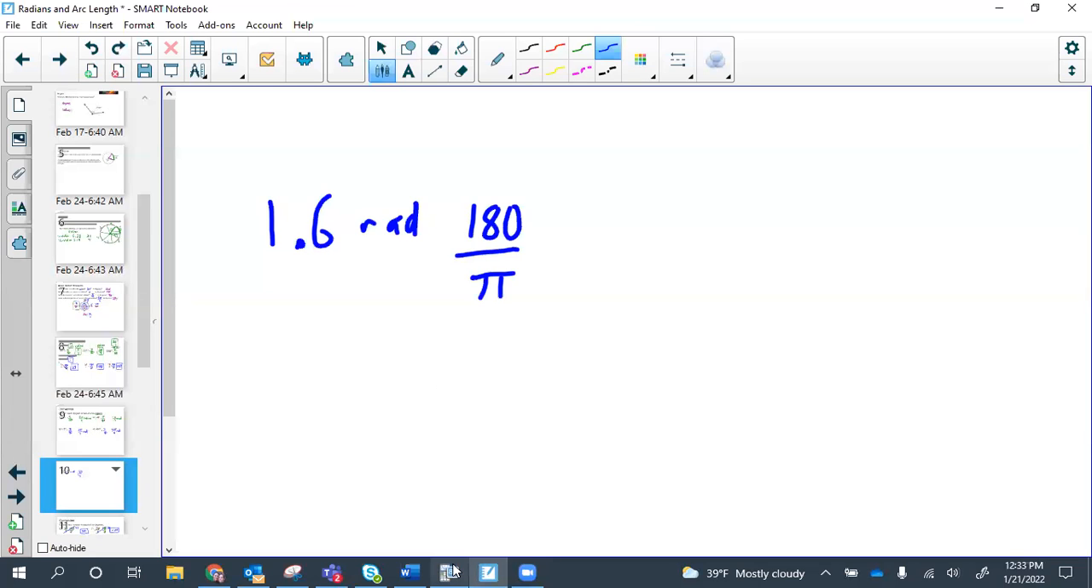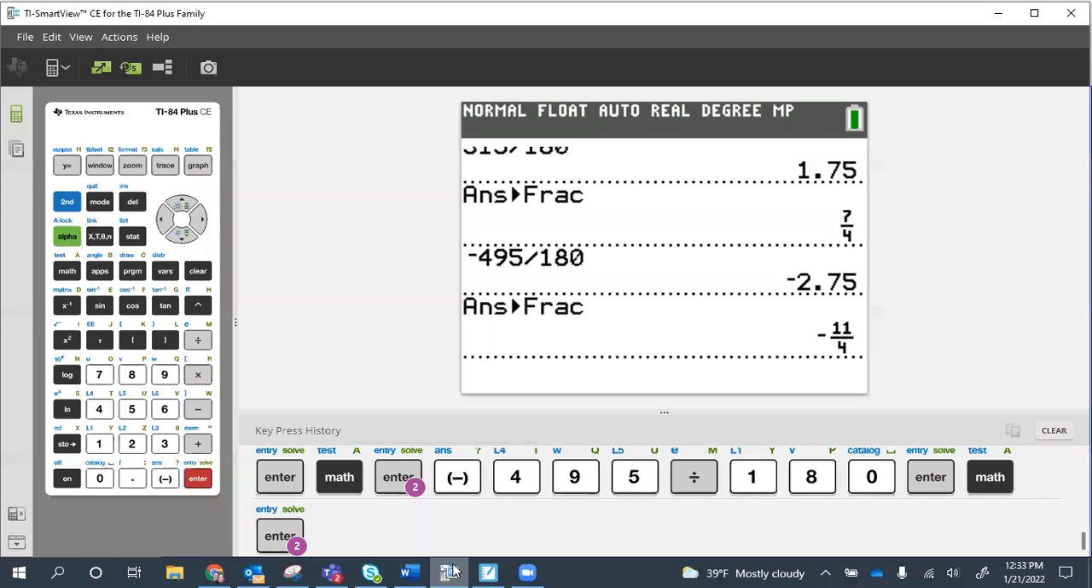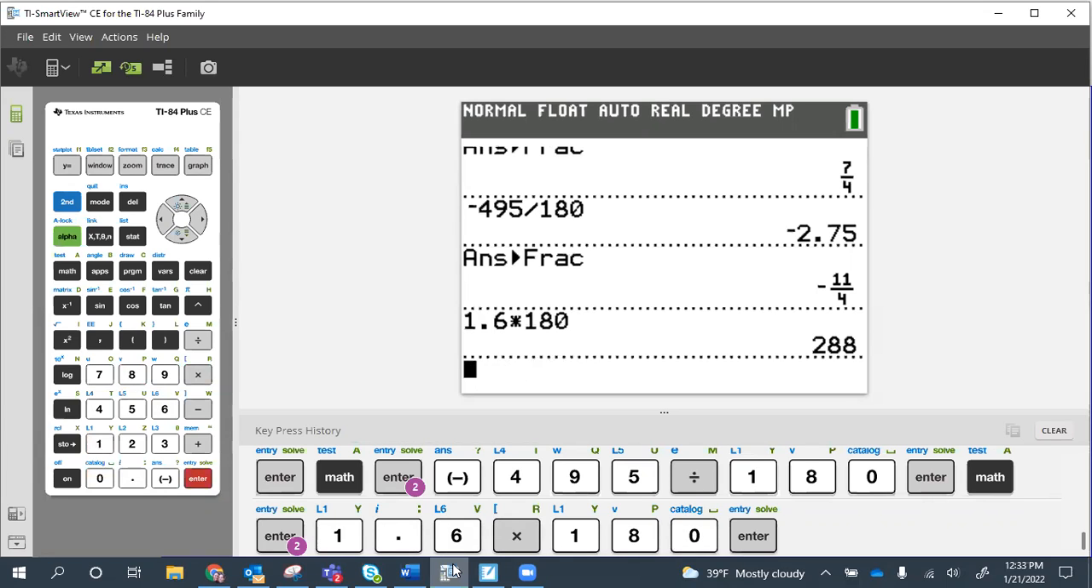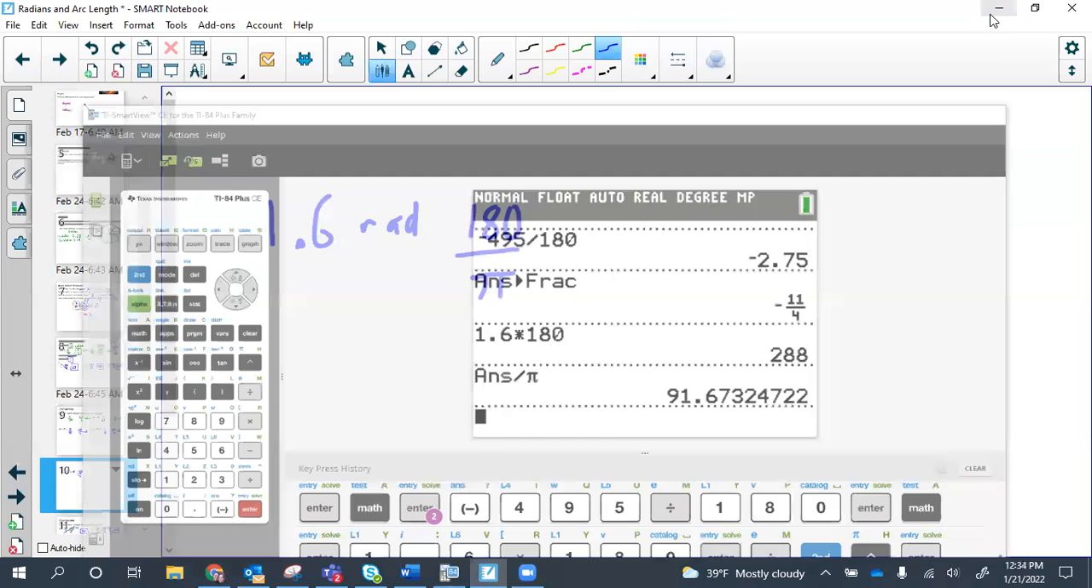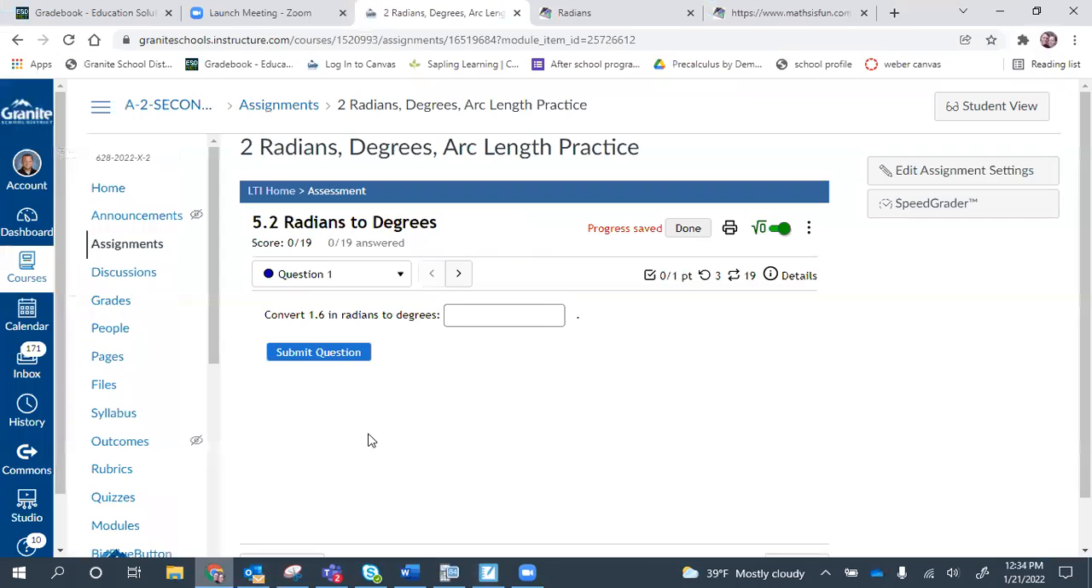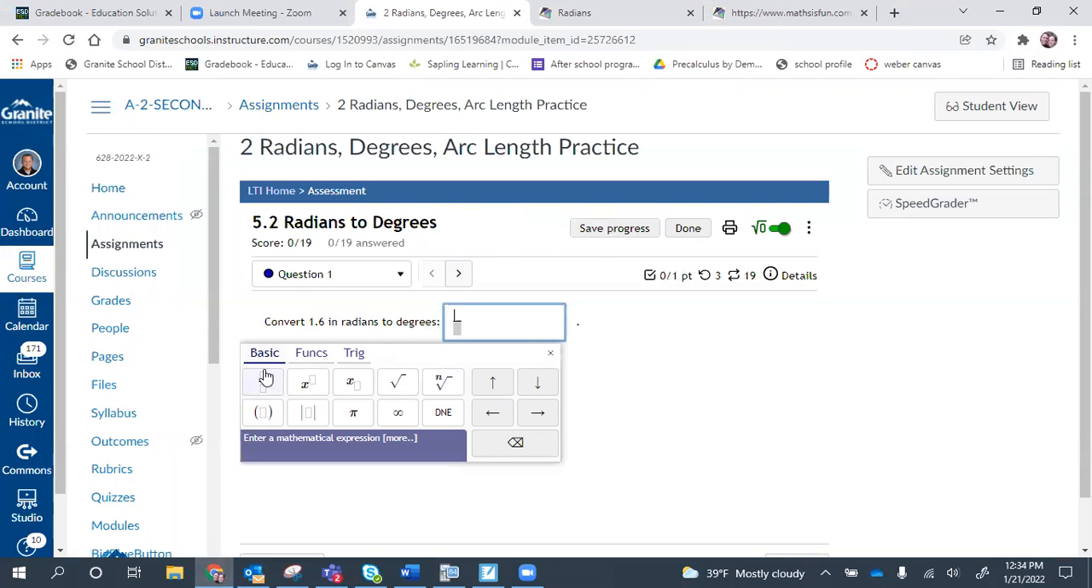So now I'm curious to see which answers it will accept. If I do 1.6 times 180, it gives me 288. Now, if I divide that by pi, it's going to get messy here. So pi on your calculator is above the caret symbol. You have to do second caret. And I get 91.67. Now, I don't know if it wants 288 over pi or that other answer. So let's try the 288 over pi first. 288 over pi.